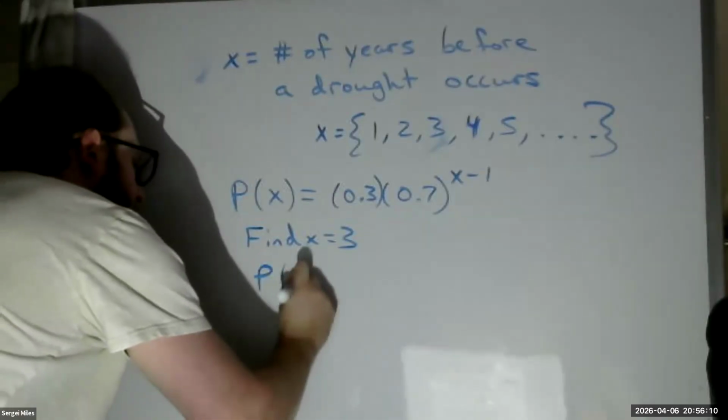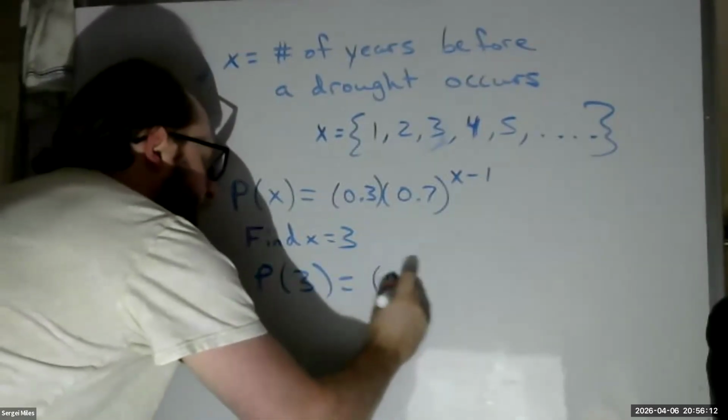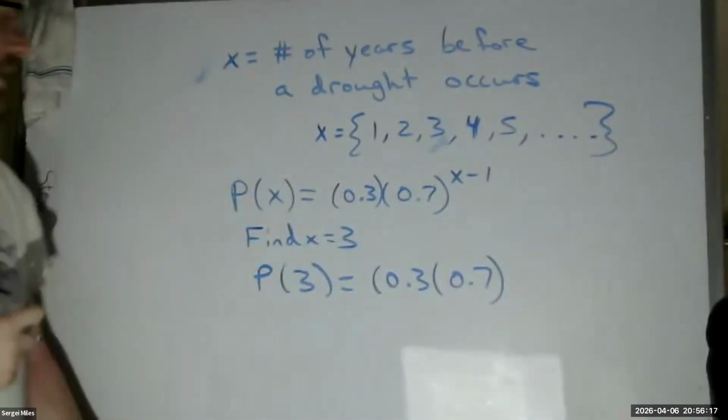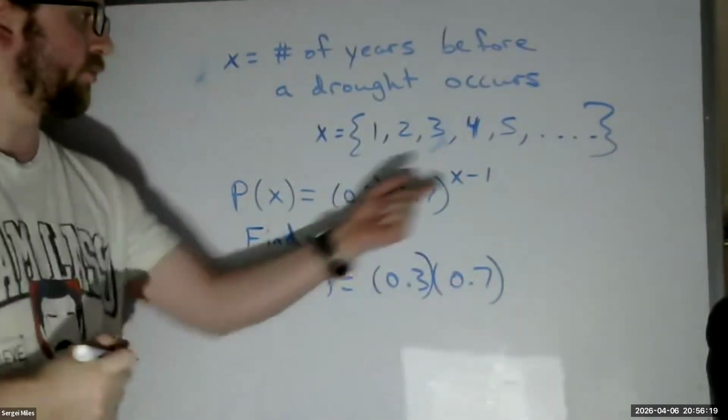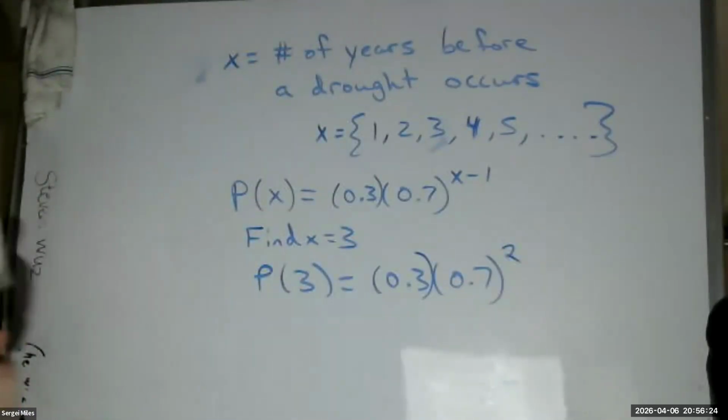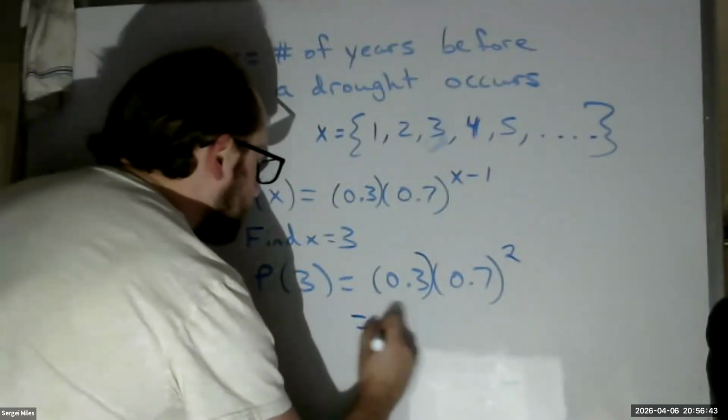So P of 3 will equal 0.3 times 0.7 raised to the 3 minus 1, which is 2. So it'll be raised to the second power. Now we go to a calculator and carefully type it in. I'm going to have 0.3 times 0.7 raised to the second power. And I am getting an answer here of 0.147.